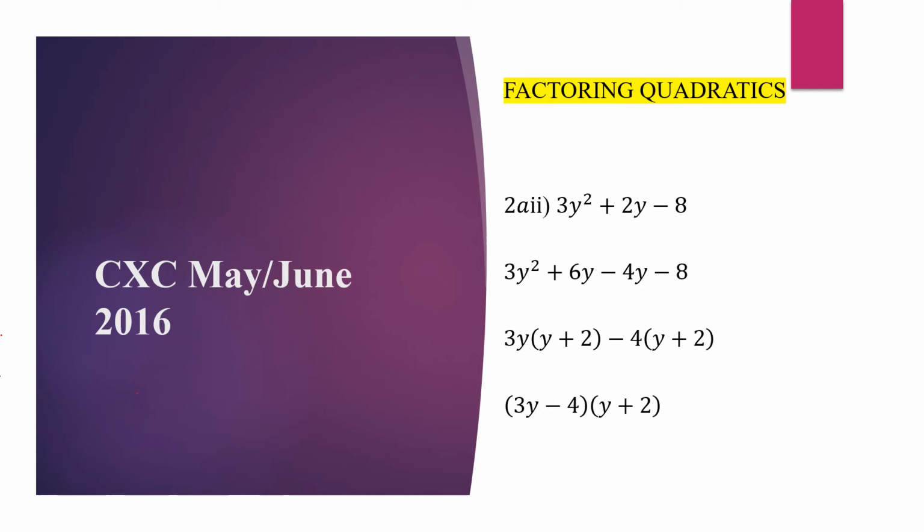The second part of the factorization question in 2016 is factoring quadratics. And it reads 3y squared plus 2y minus 8. And so the key to factoring this expression is to utilize the AC method. The AC method is to multiply A in the expression by C in the expression from the format y is equal to ax squared.